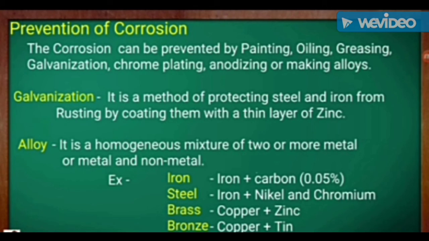Chrome plating. Chrome plating is a method where a thin layer of chromium is coated. In anodizing, we use aluminium. A thin layer of aluminium is coated. Alloys. It is a homogeneous mixture of two or more metals. Alloys are a mixture of two or more metals, or a mixture of metals and non-metals. Metal plus metal, metal plus non-metal.